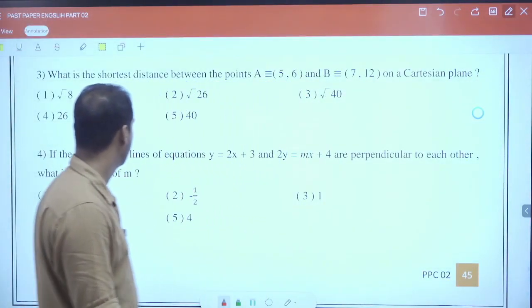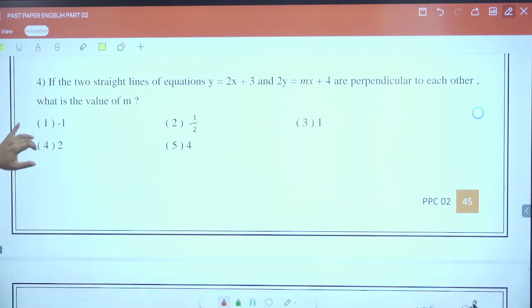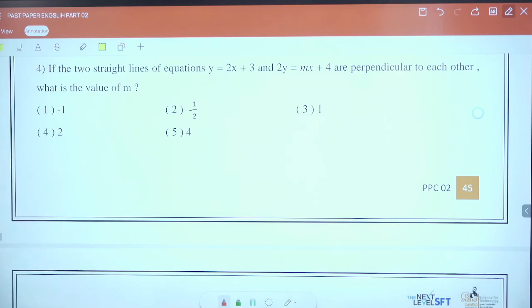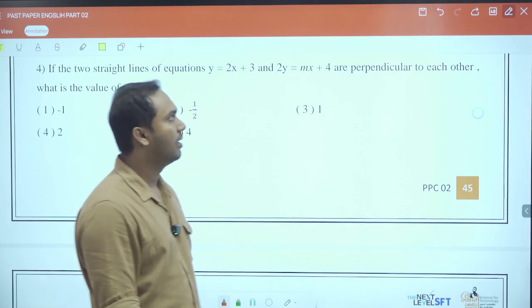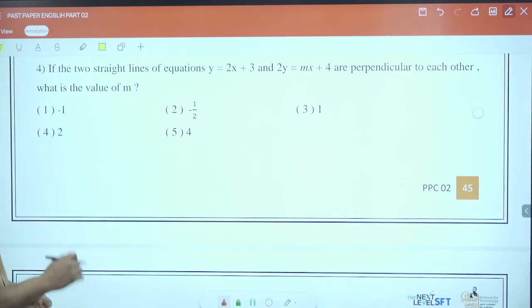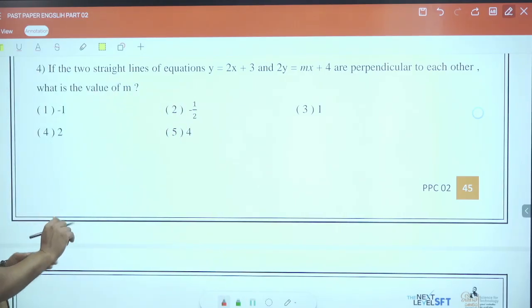Come to the next question. Fourth question. If the two straight lines of equation y equals 2x plus 3 and 2y equals mx plus 4 are perpendicular to each other, what is the value of m? Is this in the standard way of the formula?